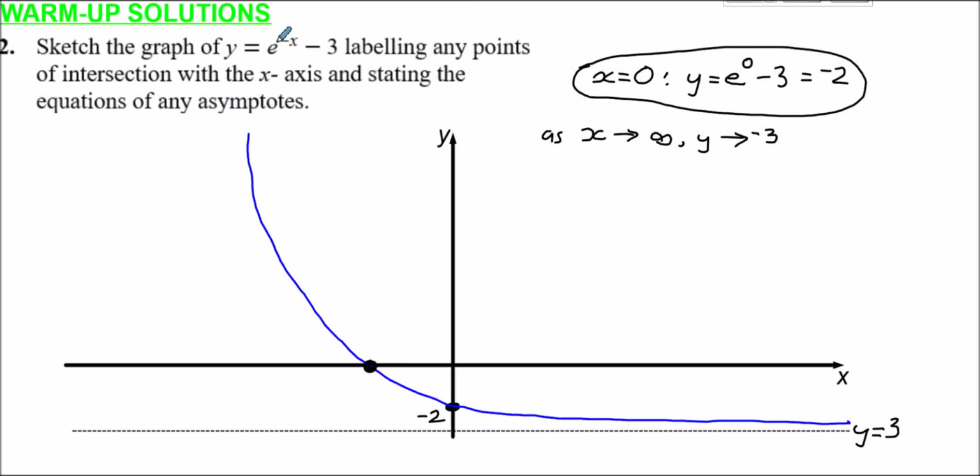So we're looking for when e to the minus x minus 3 is equal to 0. So we want e to the minus x equals 3. So how would we solve that? Well, we could do trial and error.